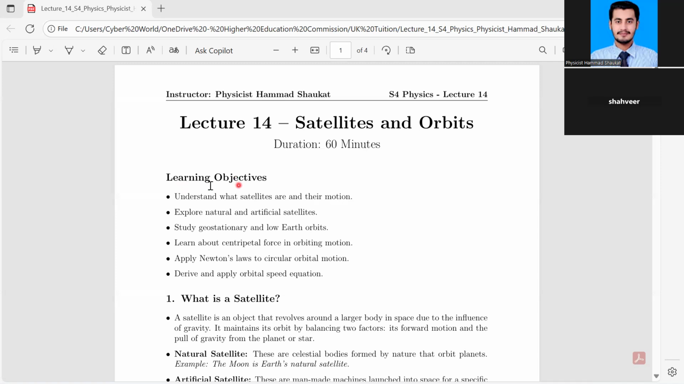Our learning objectives are: we will understand what satellites are and what their motions are, how they move under the action of gravity. Then we will move on towards types of satellites. There are basically two types of satellite. The first one is called the natural satellite, and the second one is called the artificial satellite. Then we will discuss what is geostationary and low Earth orbit. Then we will see the concept of centripetal force.